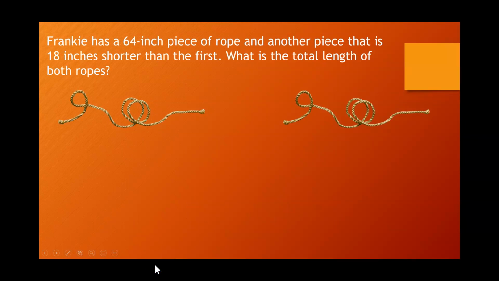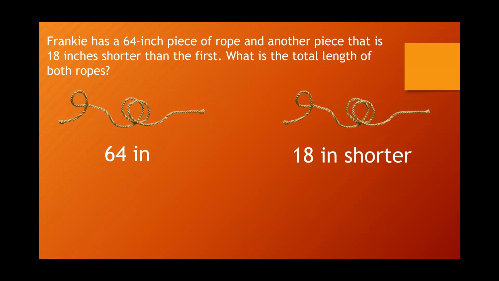This next one, we have Frankie, who has a 64-inch piece of rope and another piece that is 18 inches shorter than the first one. What is the total length of both ropes? Sounds like we have a 2-step problem here, so make sure we do both steps to figure out the answer. So the first rope is 64 inches long, and the second one we know is 18 inches shorter. So the first step we need to do is figure out how much that second rope is. So should we add or subtract to figure that out?